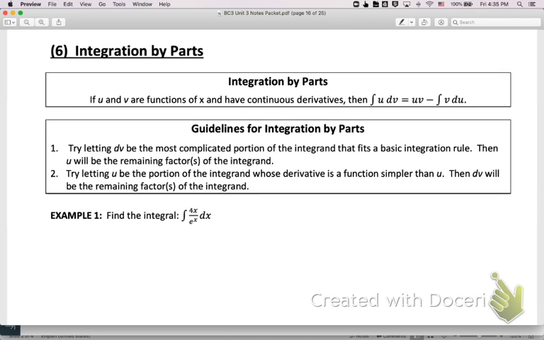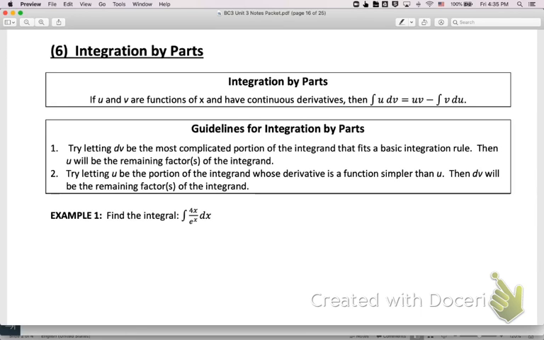Or the second category that you might want to think about is to try letting u be the portion of the integrand whose derivative is a function simpler than u. You want to make sure that this factor is going to go away eventually. Okay? So dv will be the remaining factors of the integrand.